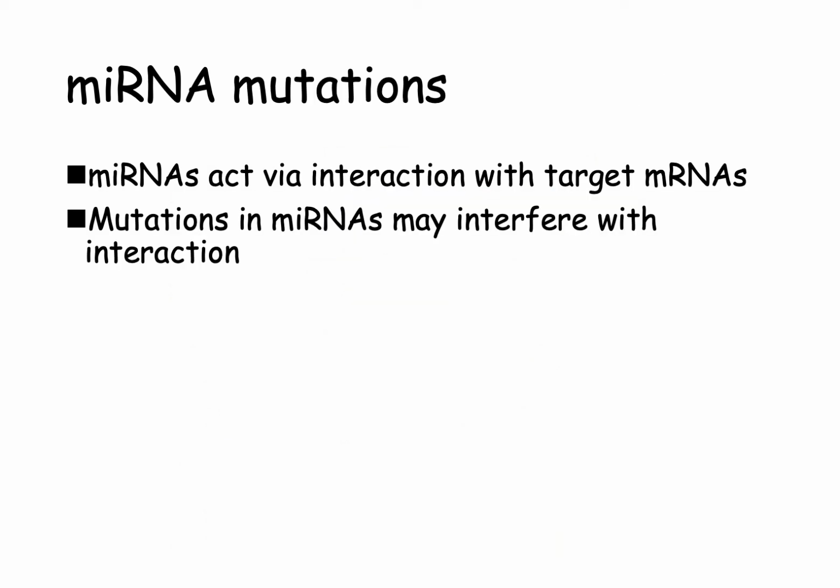So remember the second half of the question was talking about the effects of mutations of RNA interference on human disease. This is the aspect you want to look at when answering that. MicroRNAs act via interaction with target mRNAs, so mutations in the microRNAs lead to defective regulation of target mRNAs. Mutations in microRNAs may interfere with interactions, leading to gene regulation defects.